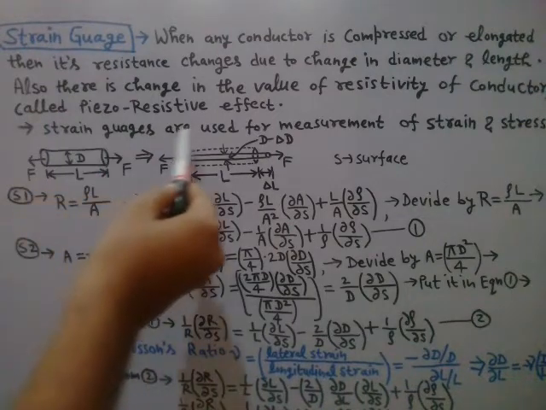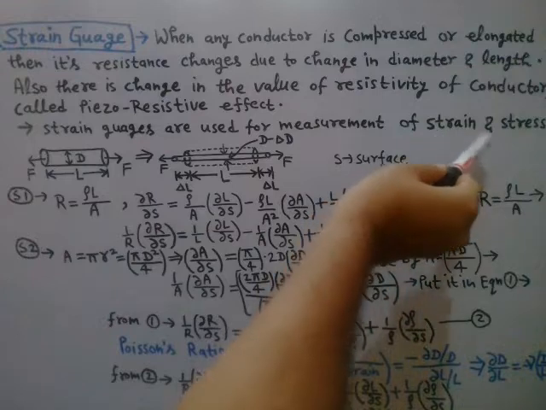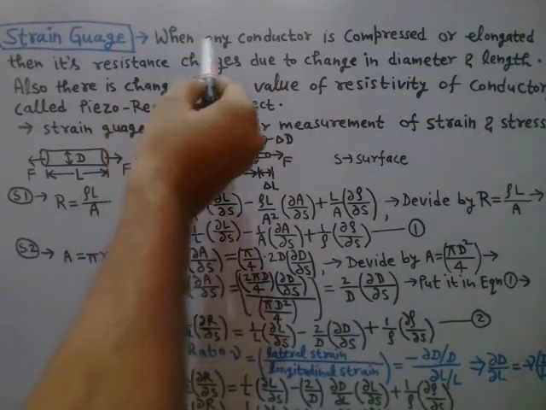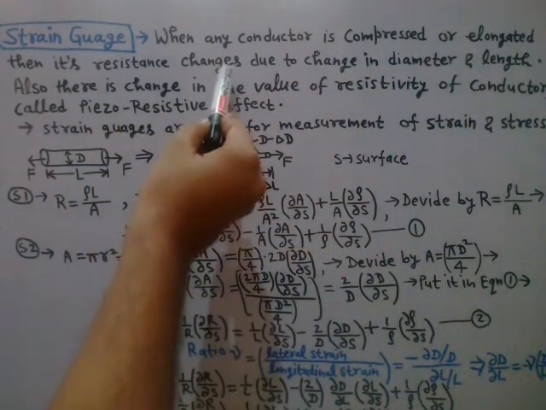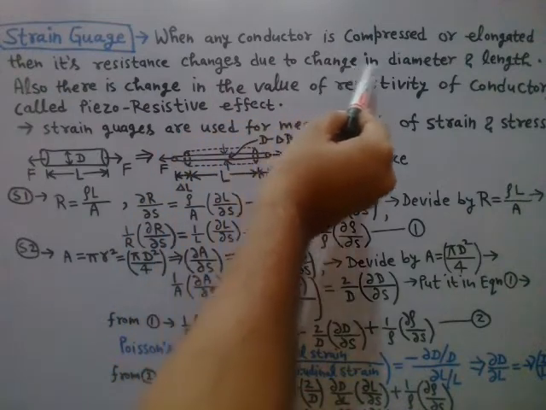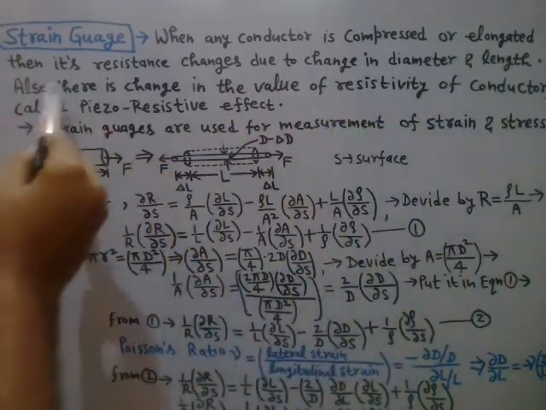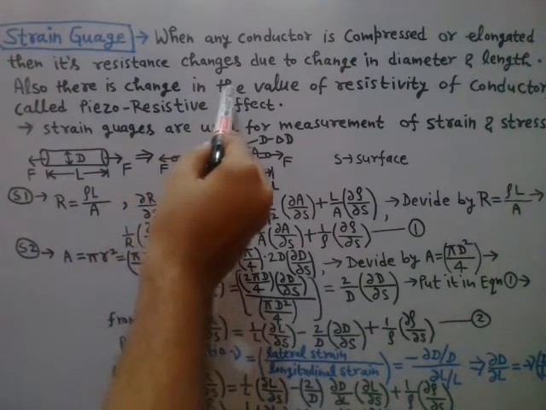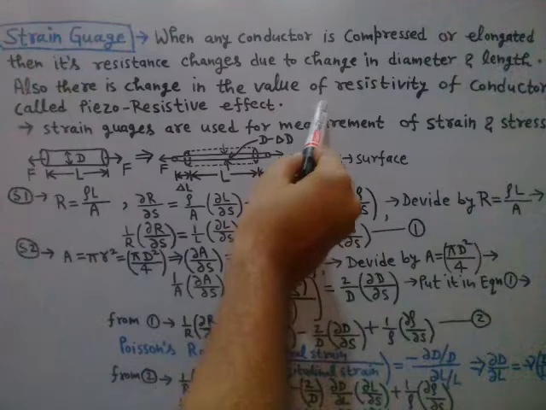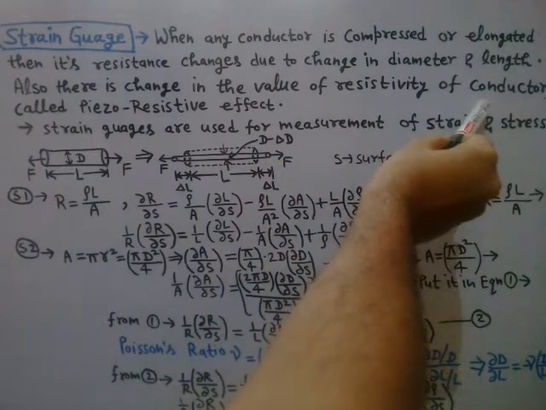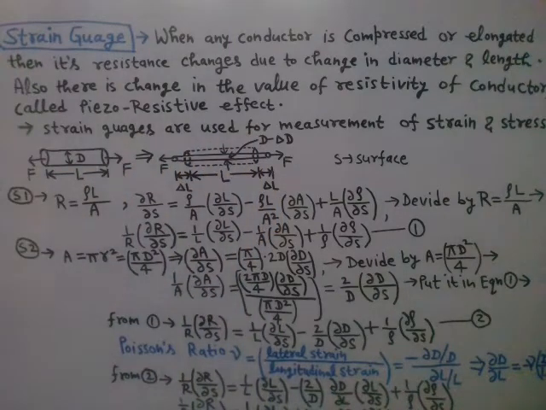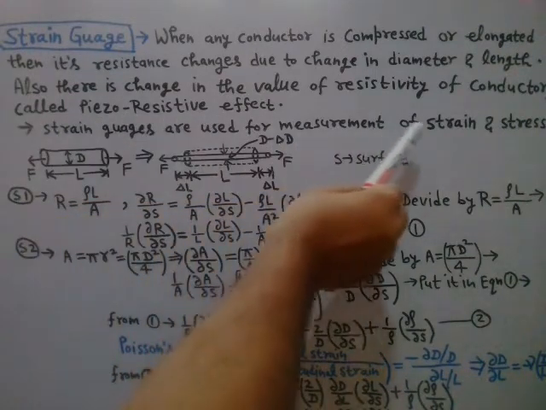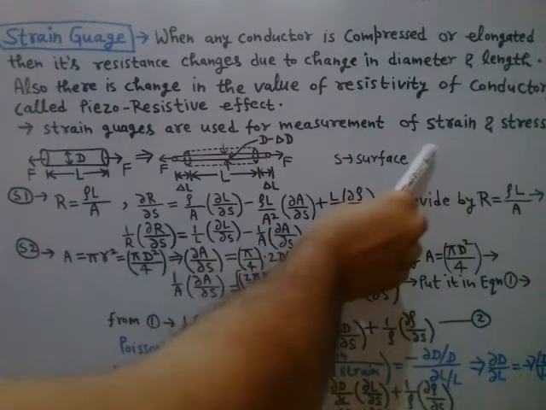So, strain gauges are used for the measurement of strain and stress. When any conductor is compressed or elongated, then its resistance changes due to the change in its diameter and length. And also there is a change in the value of resistivity of the conductor, which is called the piezoresistive effect.